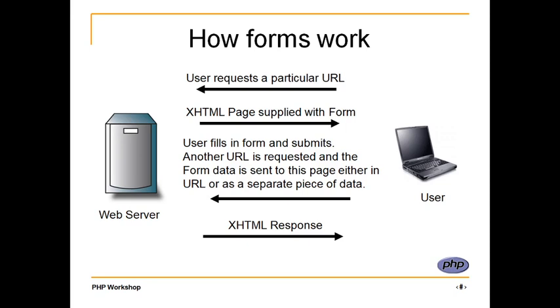First one, the user requests a particular URL. First you have to enter a particular URL in the search engine, and after that an XHTML page supplied with the form is returned. After giving the request to the web server by the user, or by the client, it will respond to your request with something, and after that you have to fill in the details of your particulars.